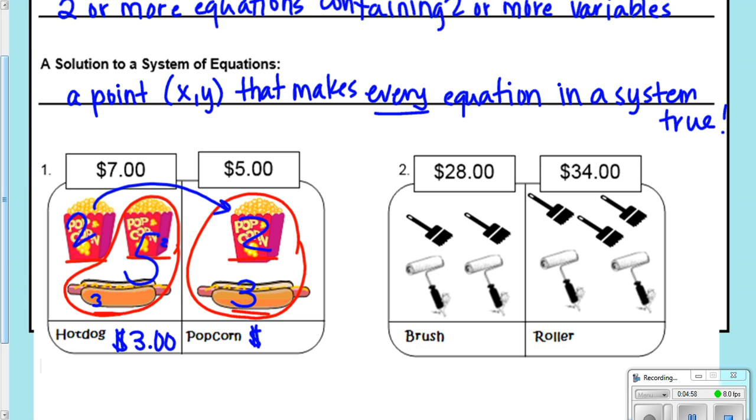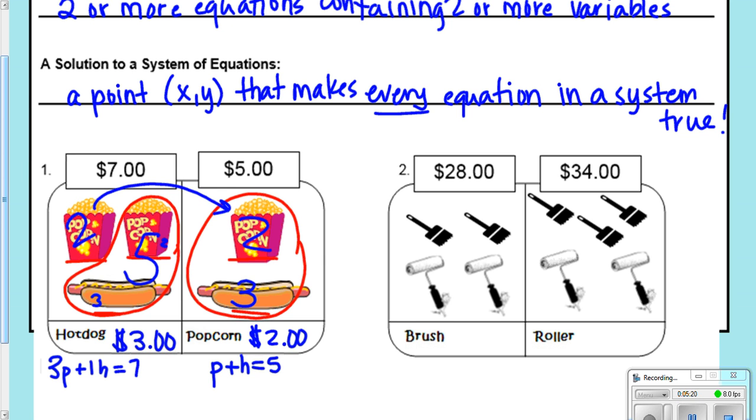Popcorn is $2. Okay? And again, the only way we were able to figure that out is because I gave you two pieces of information. I essentially gave you two equations. 3 popcorn plus 1 hot dog, I don't know why I put a 1 there, equals 7. And then over here, popcorn plus hot dog equals 5. I gave you two equations with the same variables, so we were able to figure it out.